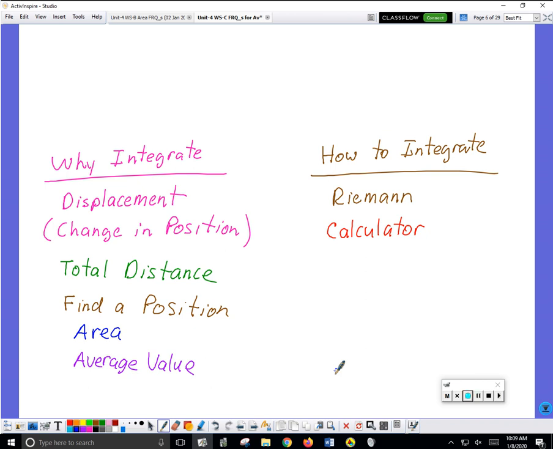Then, once we know why we're doing the integral, we have to have a method for actually calculating the integral. In the buff packet, that method was always a Riemann sum. In the pink packet, that method was always your calculator. This yellow packet will go back and forth. Some problems will ask you to find the integral using a Riemann sum. Some problems will ask you to find the integral using a calculator. But keep those two columns separate. There's a reason why you need an integral, and then there's a method for actually calculating the integral. Question?